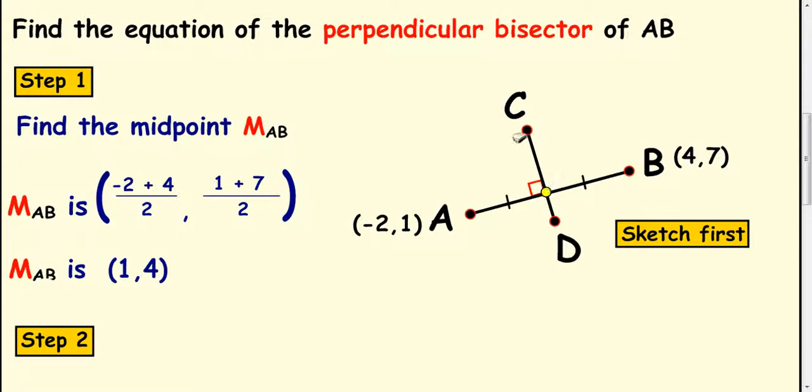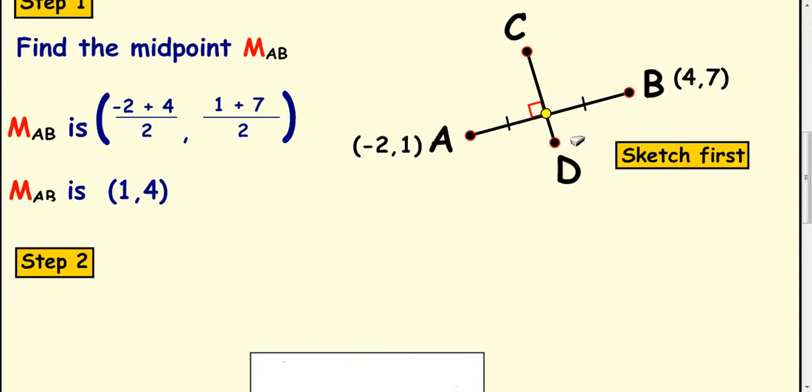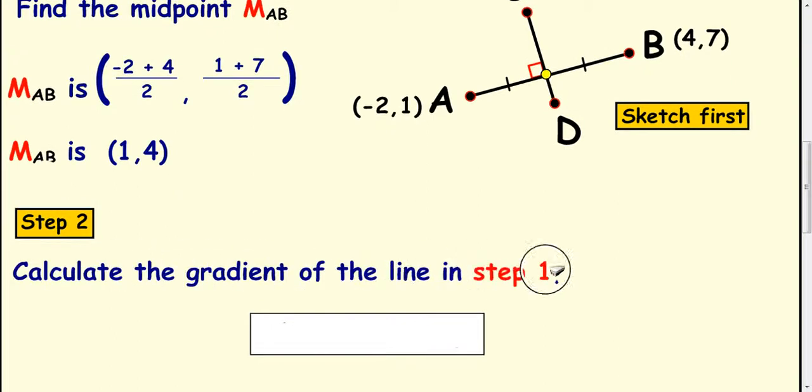The next thing I need to do is work out the gradient of this line. Now, as before, because I don't have 2 points on the line, I can't do delta y over delta x. So we look again to the perpendicular line. We look to find the gradient of this. And remember the connection between perpendicular gradients. When you multiply them, it comes to -1. So I'm going to calculate the gradient of this line, AB, and I'm going to use these 2 points.